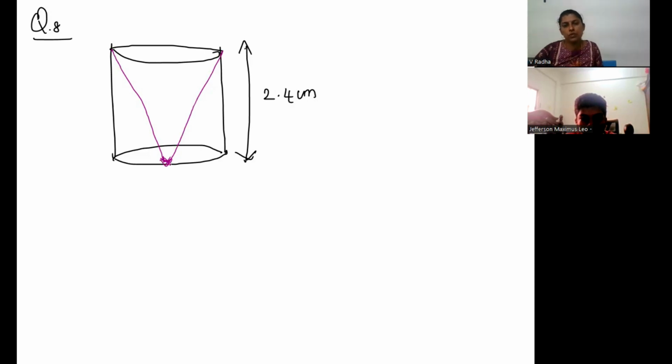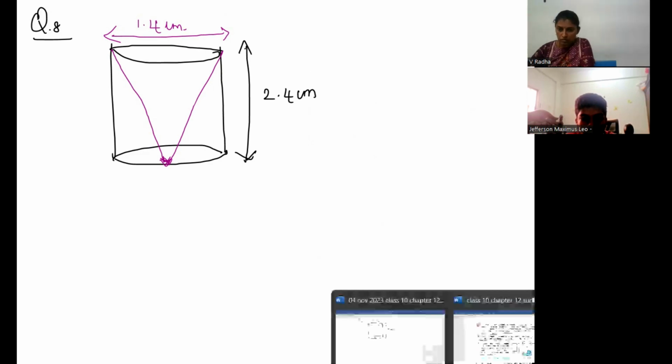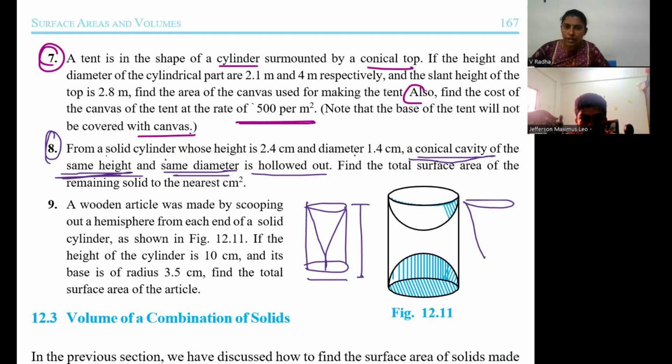This is a cone. Now the diameter is given as 1.4 centimeter. Find the total surface area of the remaining solid to the nearest centimeter square. So what is the formula for this? What is the total surface area of the remaining solid?